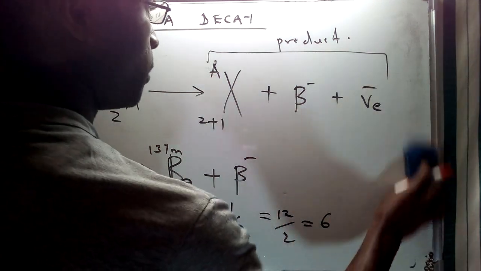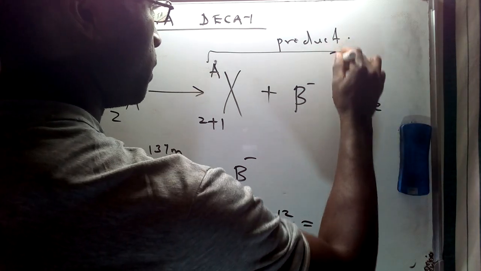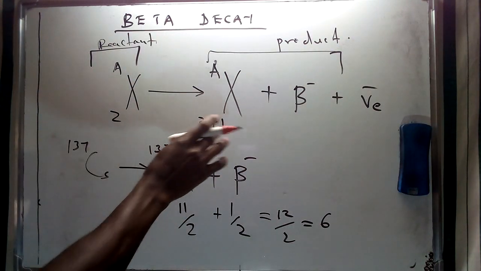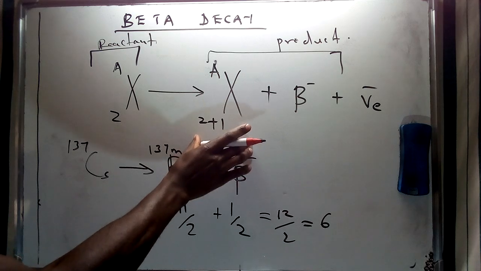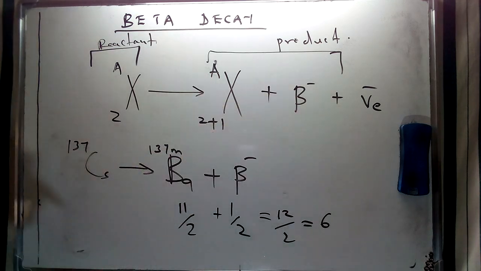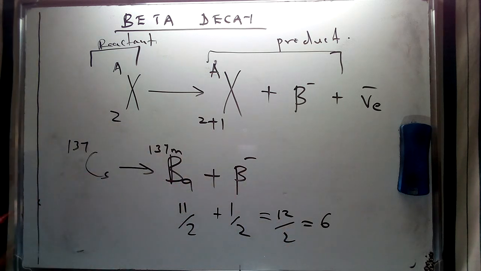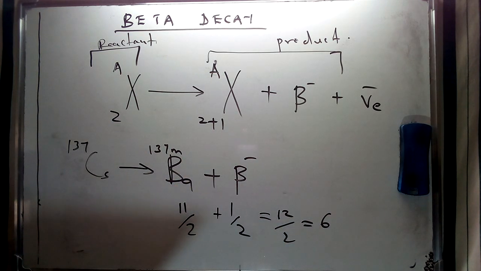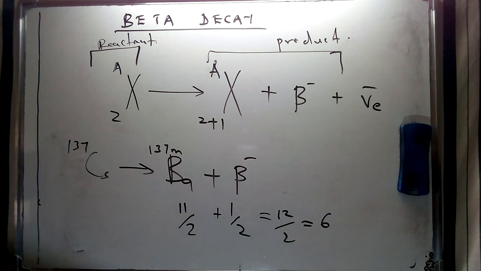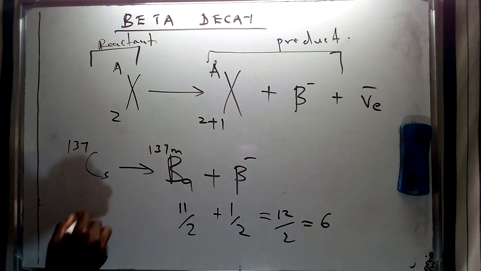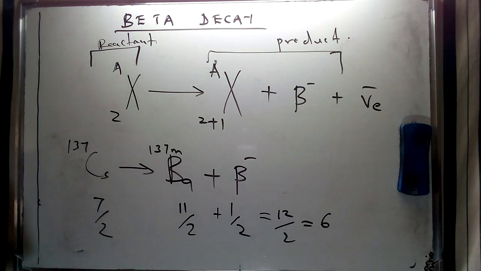So I'm going to consider this specific spin up to this particular level, which is the product of this radioisotope product and this beta decay. So we're going to have the spin of these two products given as such, which is 6, of course, in number. And then the spin of the reactant, which is cesium 137, is going to be 7/2. So this is a given value.